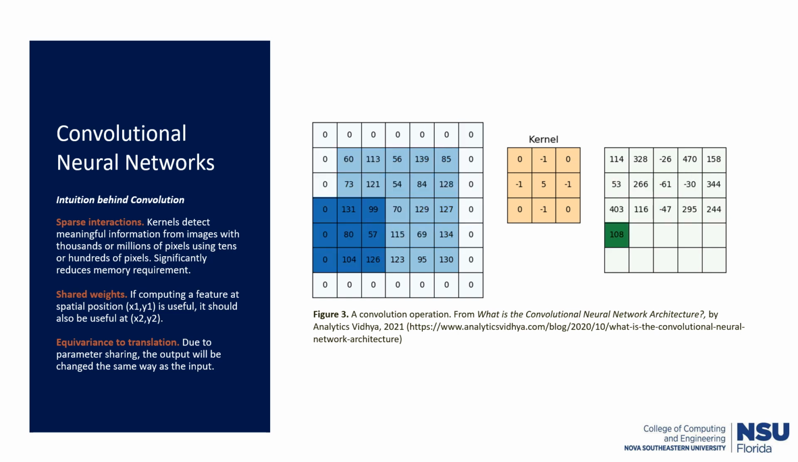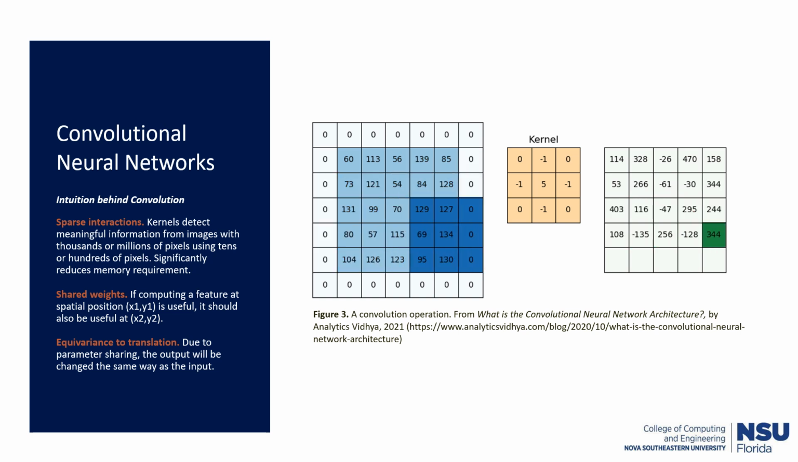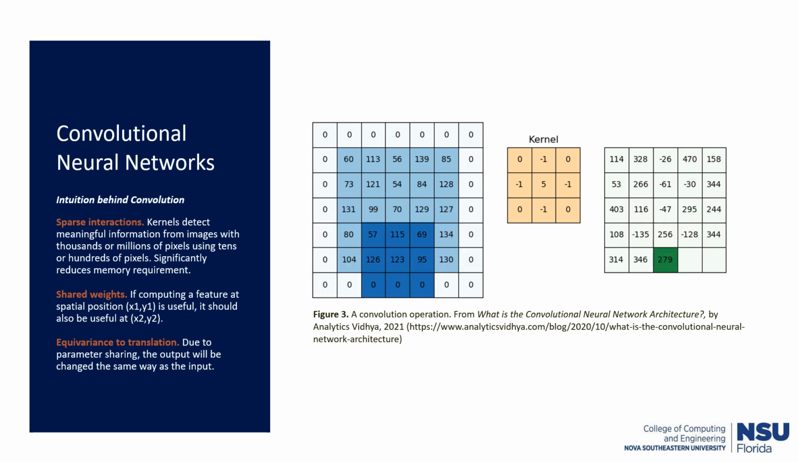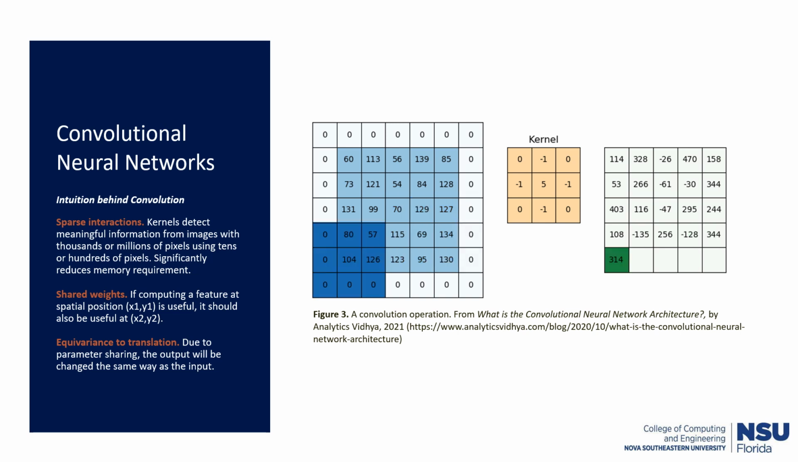Another very important part of convolution networks is the shared weights concept. Basically, what it means is if we compute a feature at some position x1, y1 in an image, that feature is also significant at some position x2, y2. So for example, if there's a pen shown in the top left of an image, that same pen shown in the bottom right of an image should have the same weights, right? Because it's basically the same thing.